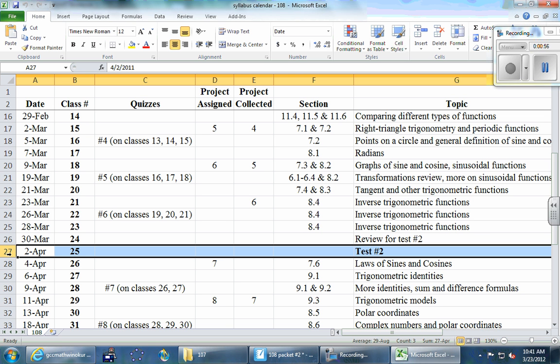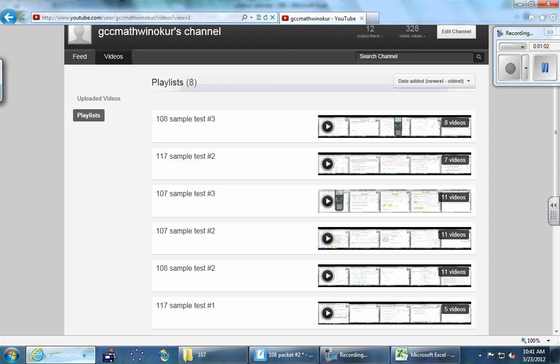In the packet, if you look around, you will find some sample test problems, just like you did for the first test. And just like you had available to you for the first test on YouTube, I have made videos of me going through all of the sample test problems for test number 2. You can see it down here towards the bottom. You can go in there and see me working through every one of the sample test problems that you will find in the packet if you look hard enough. Also at the top, I've started making the ones for test number 3.